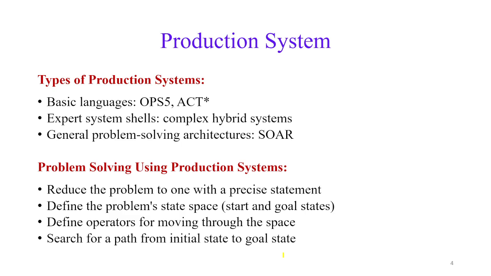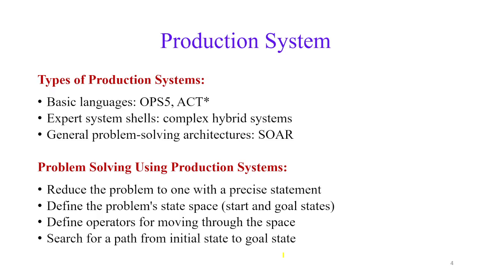That's the first step. The second one is define the problem's state space, including the start state and the goal state. The state space is the complete set of all possible situations the system could be in. The start state is where you begin. Like if you have A to Z, then A might be your starting position. So what is currently known or true is going to be your starting position.